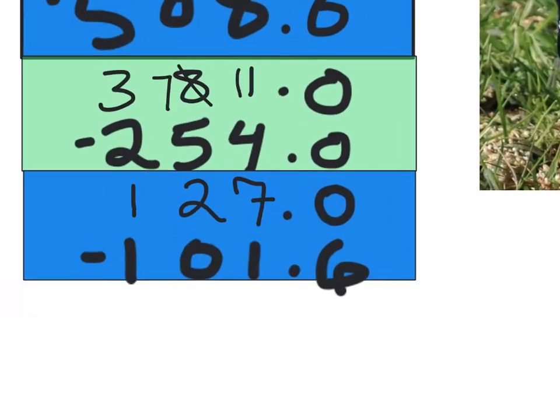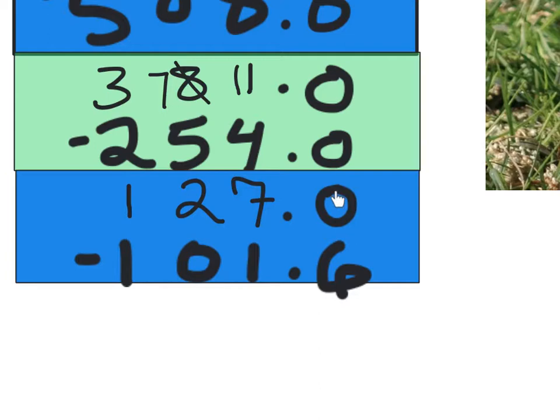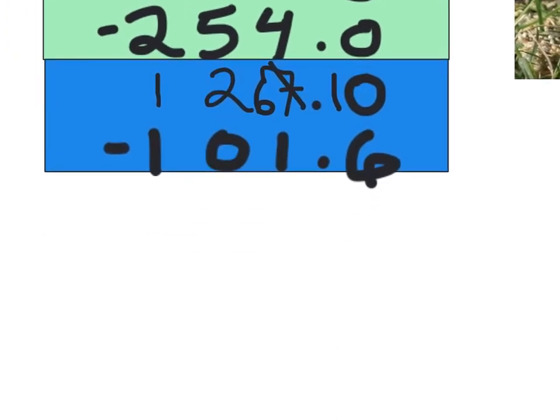Now, before I do, I got to look for trouble coming. I have trouble coming right away, don't I? So I'm going to borrow from this 7, turn it into a 6, and then turn this 0 into 10. I no longer have trouble here. I have no trouble here, and none there. So I'm ready to add my next area box.